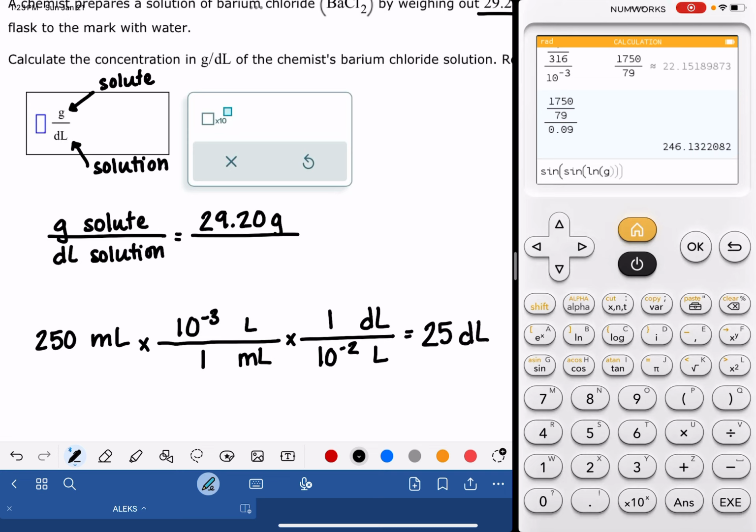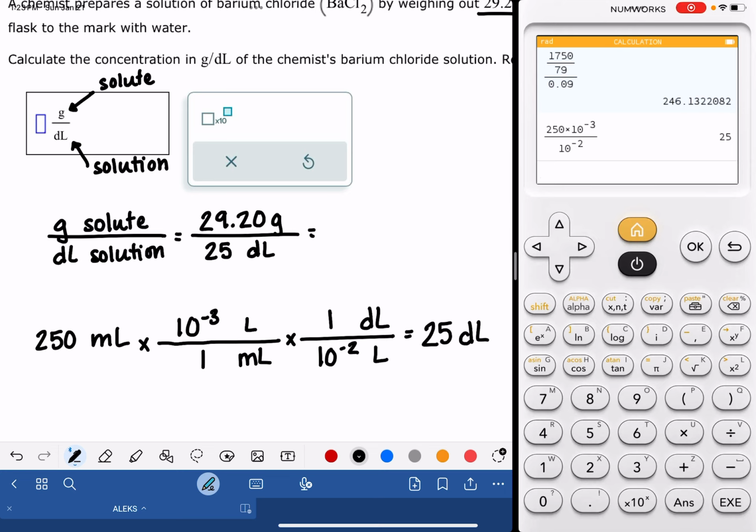But to be totally honest with you, I don't trust my brain, so I am going to actually put this into the calculator and make sure that it is correct. And that is, I did it correctly, yay. So 25 deciliters is my volume, 29.2.